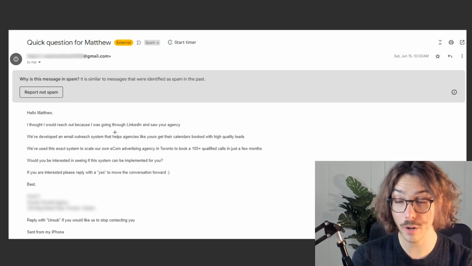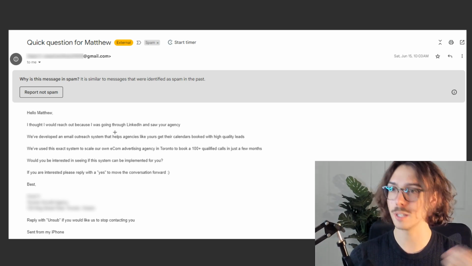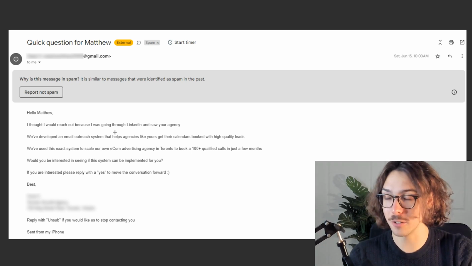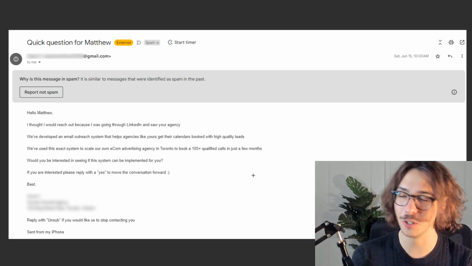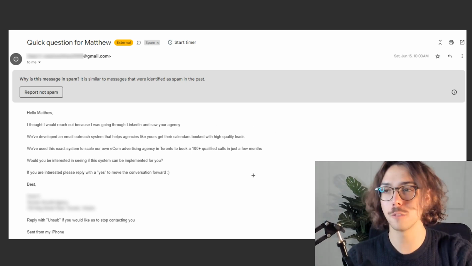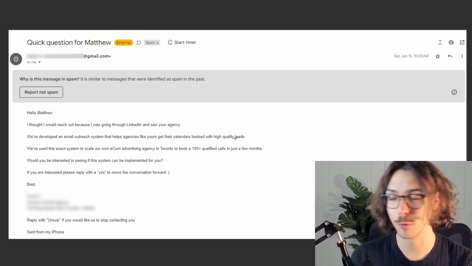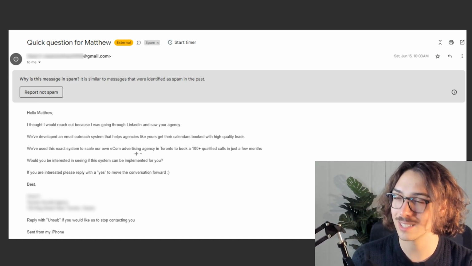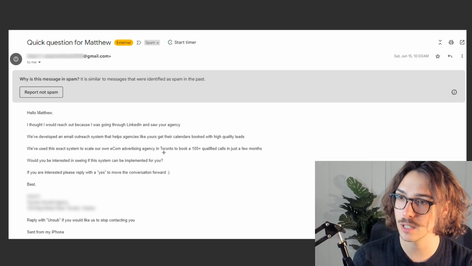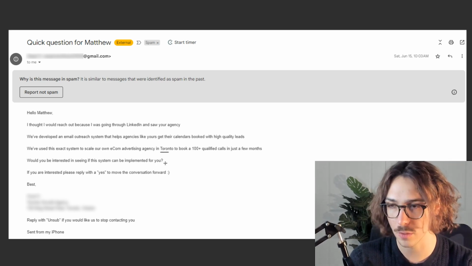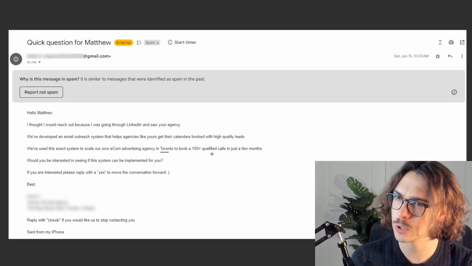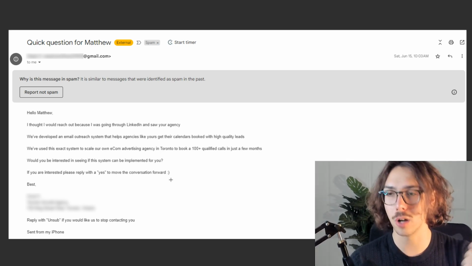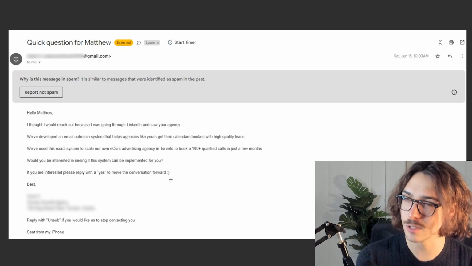And the main glaring issue that's wrong here is that they're targeting me, which is a lead generation agency, which isn't very helpful. And we sell email outreach. So again, this isn't very conducive because clearly their targeting is off, which might be why they're getting reported as spam, because they're reaching out to other lead gen agencies, but who knows? We've used this exact system to scale our own e-com advertising agency in Toronto. I don't know why it's relevant to mention Toronto, to book 100 plus qualified calls in just a few months. Overall, I'd say this email is good. The main blemishes here, obviously, you're reaching out to a lead gen agency. Of course, this isn't going to work.